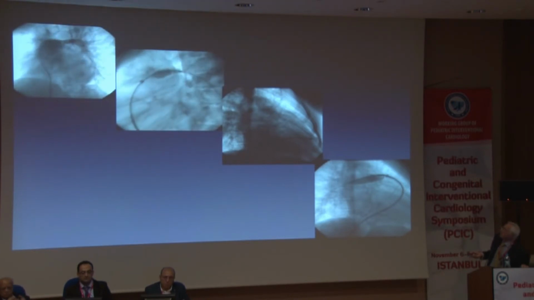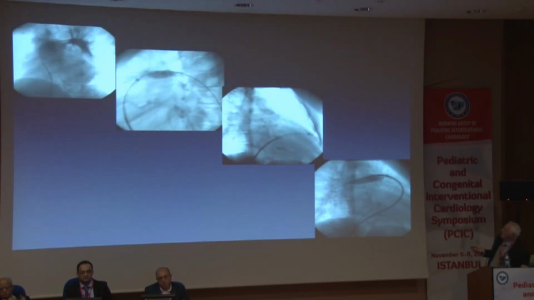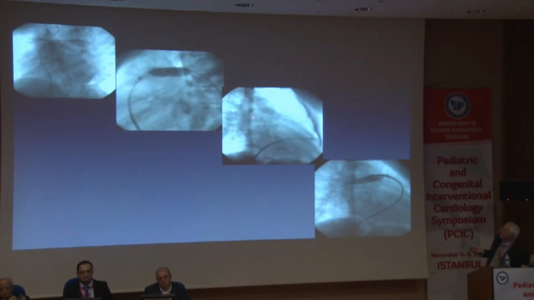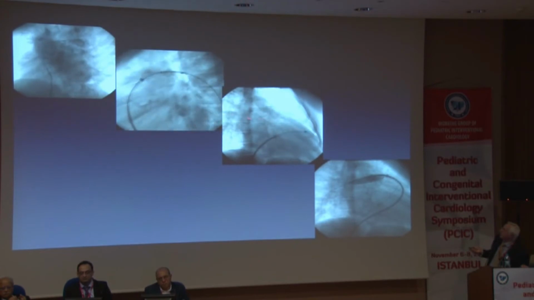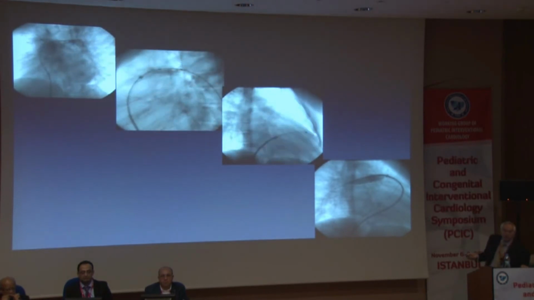So this is the patient that I showed you earlier, where the balloon actually burst. It looked like the stent was fully open, but when you look at the stent a few moments later, you can see it's embolized into the right pulmonary artery, and it's actually moving back and forth. There are ways of retrieving these.